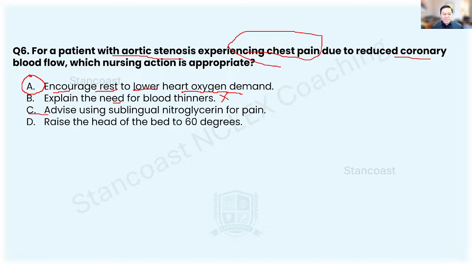Now, letter C, advise using sublingual nitroglycerin for pain. This is not a coronary artery issue. It's not about vasospasm of the coronary artery. The problem here is basically the aortic stenosis. The decreased blood flow to the rest of the body, and the coronary arteries, need to be dealt with accordingly just by a simple rest.